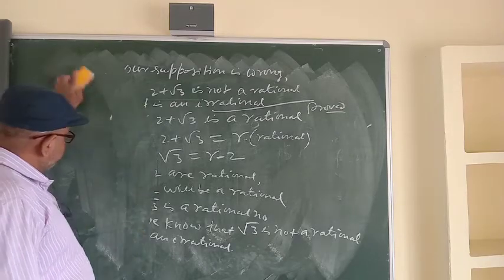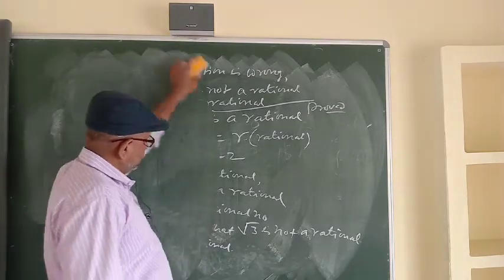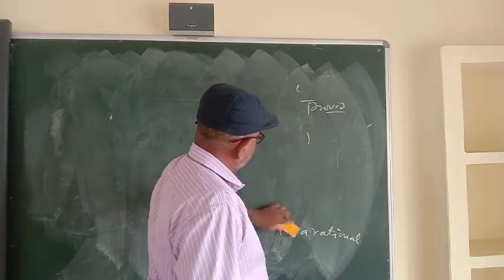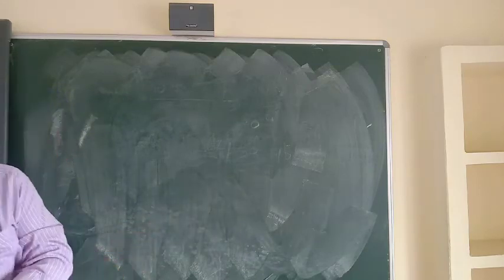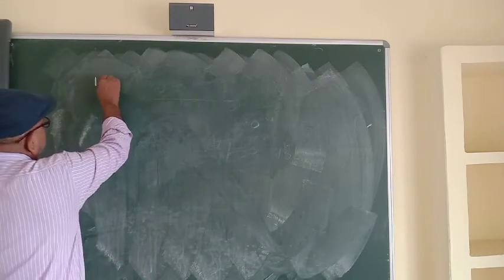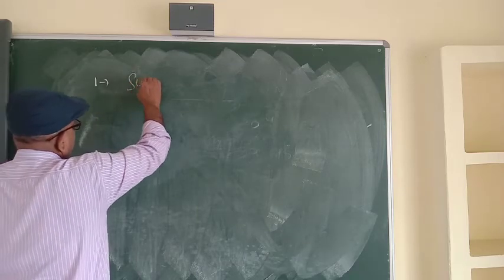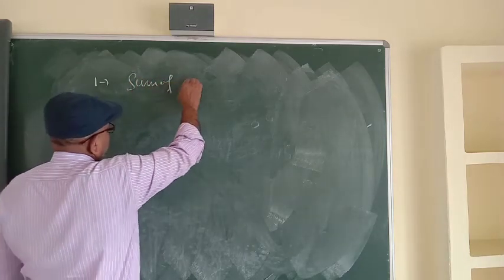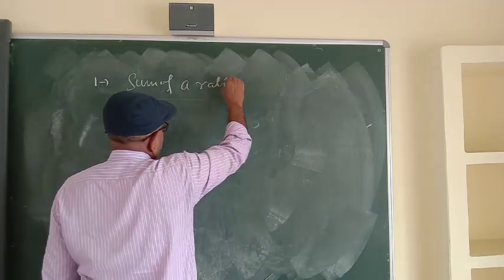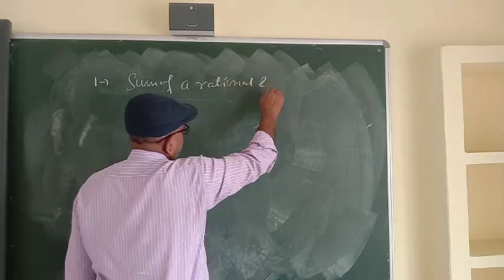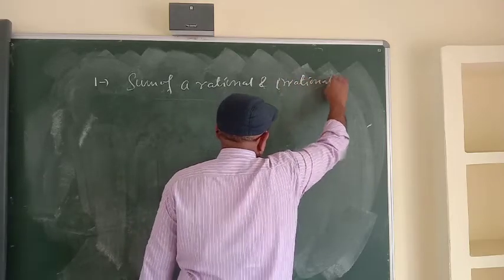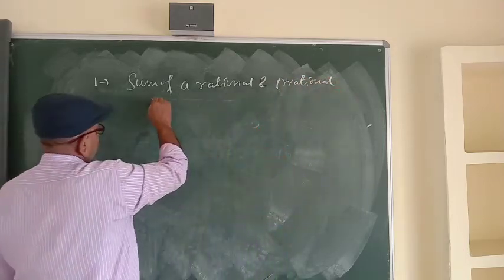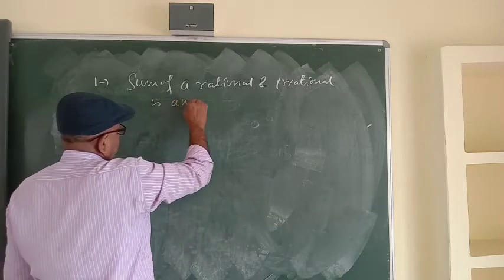Now next point. Next point, sum of a rational and irrational: the sum of a rational and an irrational is an irrational number.